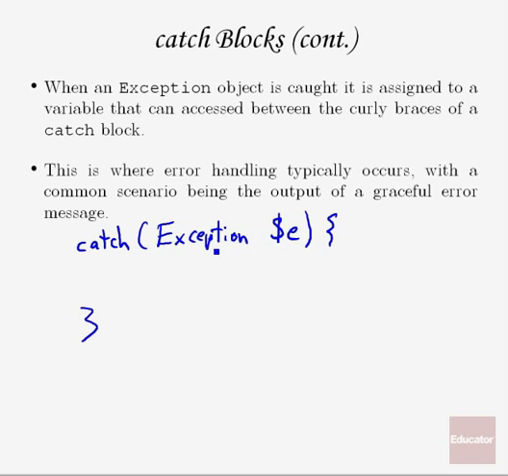So if we wanted to access the different properties and methods of this exception object, which we're going to talk about in a second, you would do it using this E variable. For example, E get message, which gets its error message. In these catch blocks, this is typically where your error handling occurs and allows you to gracefully exit rather than just having some terse PHP error statement going out to your users.